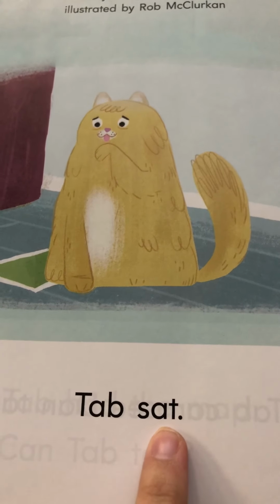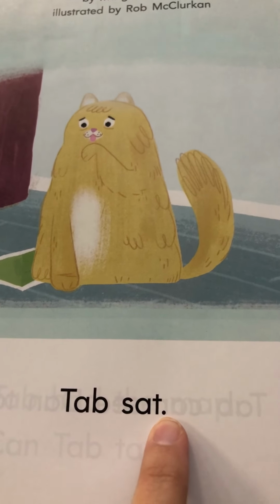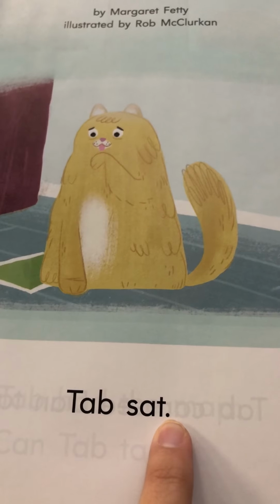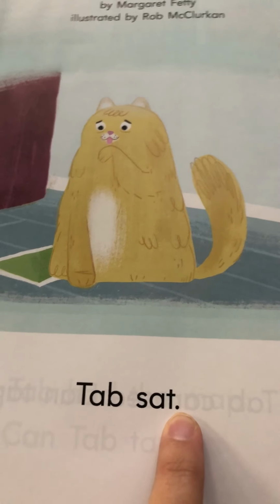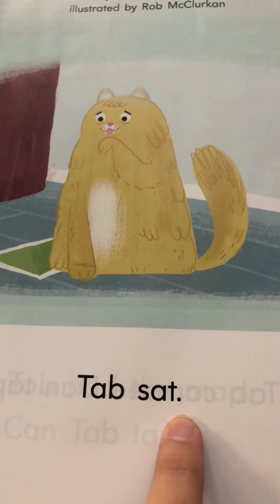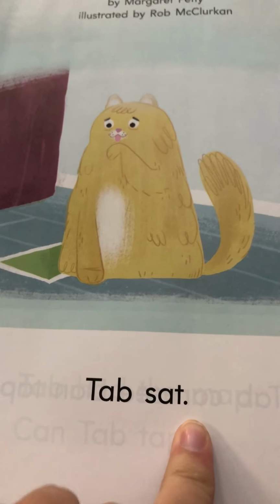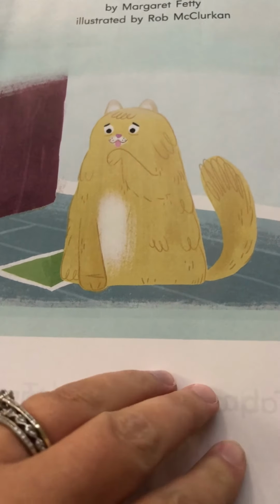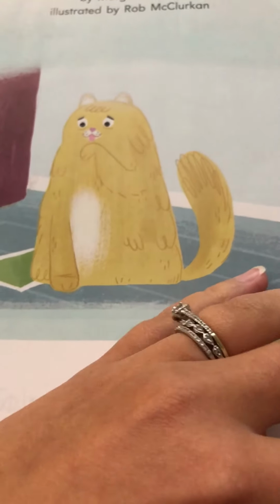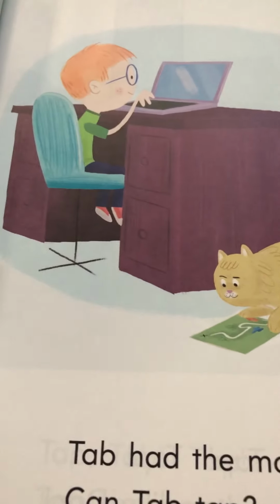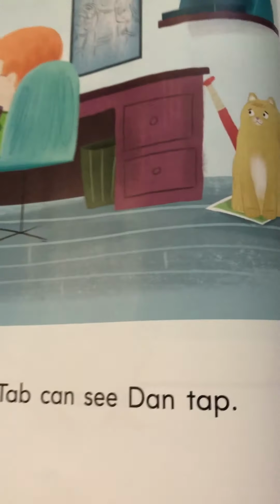When you become a good reader, though, it sounds like you're just talking naturally. So this helps you as a reader, and it helps the people listening to you understand what's happening in a story. So I want you to follow along with me and pay attention while I'm reading this story called Tab Can Tap, Tap, Tap. Tab sat. Now look at that. That is a period. Do you know what that helps me do? That helps me know that that's the end of a sentence and I need to stop there and pause for a second before I read the next word. So I'm going to turn the page and I'm going to read the next page.